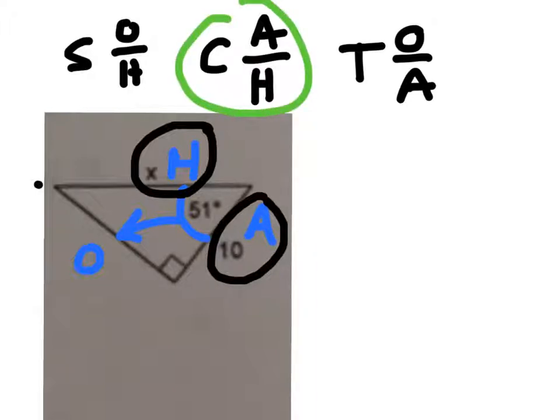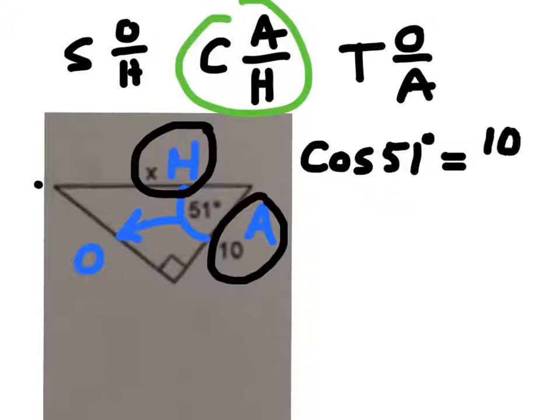So I would write down the C is for cosine. Always next to the sine, cosine, and tangent is the angle. So the cosine of 51 degrees is equal to the adjacent side in the picture is 10, and the hypotenuse is x. So that's setting up the question correctly, which is a very important thing to do.